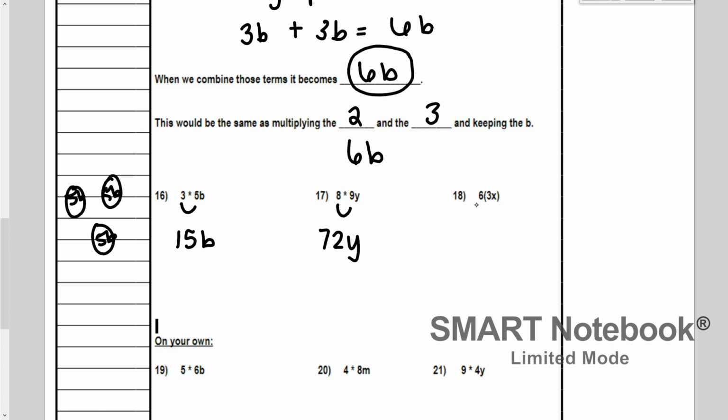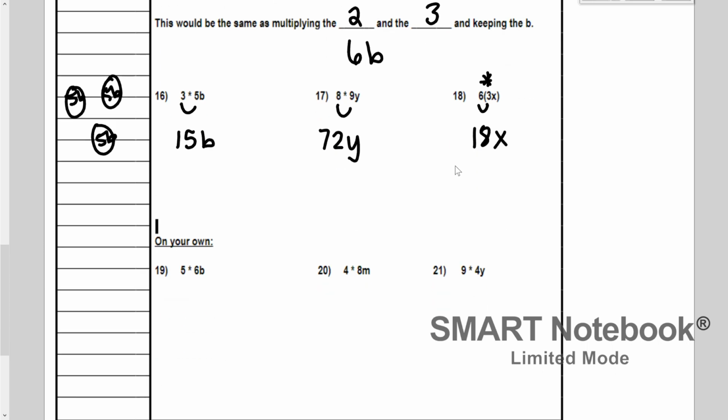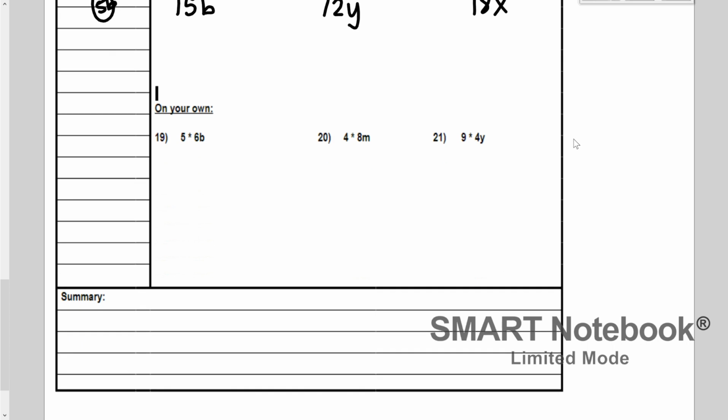Okay. Remember, when a number is next to parentheses, this means multiplication. Just like when a number is next to a letter, when a number is next to parentheses without a symbol. So if it was like 6 plus 3x, that doesn't mean multiplication, that means addition because there's a sign there. But when there's not a symbol there, it means multiplication. So this would be 6 times 3, which is 18x. All right, I would love for you to pause the video. Go ahead and try these last 3 on your own.